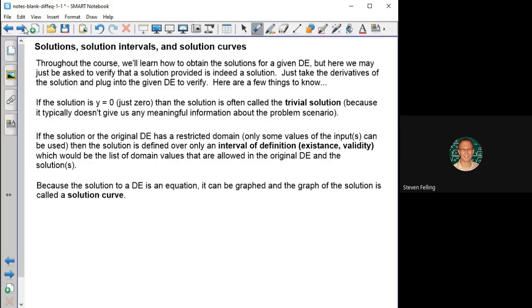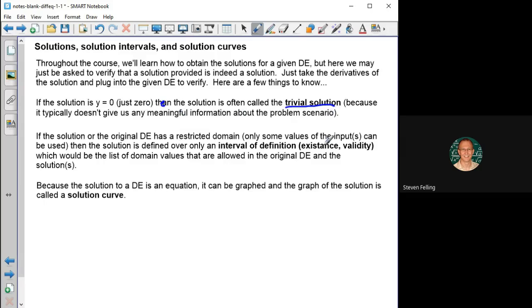Okay, so throughout the course, we're going to learn different ways to obtain these solutions. But in this first section, we might just be asked to verify that a solution provided is indeed a solution. So like we saw on the first screen, we'll just take the derivative of the solution, plug it in as necessary to verify that the given differential equation is equal on both sides. So a couple things to know about that. The first is that if the solution turns out to be just y equals 0, then the solution is often called a trivial solution because it doesn't give us any meaningful information about the problem scenario.